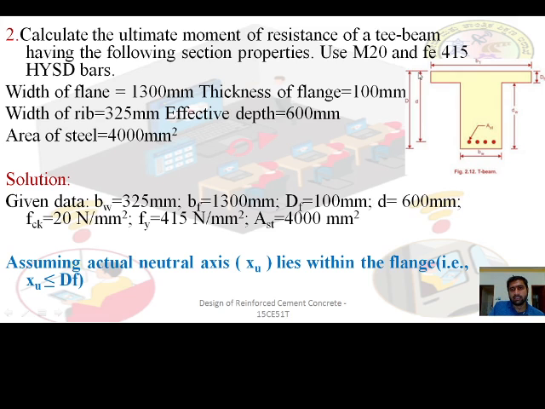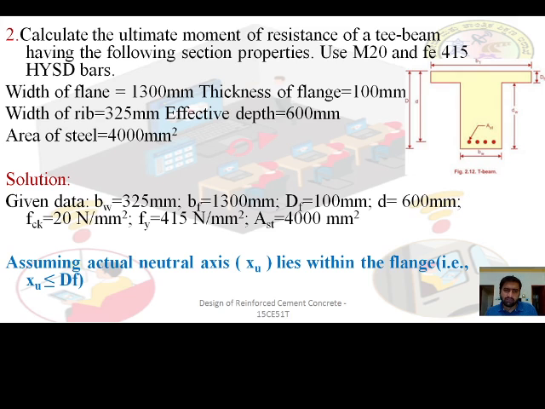Next, width of the rib, that is BW, is 325 mm. Width of the rib is this one. Then effective depth, this is the small d. Small d is 600 millimeter. Cover is not given. Area of the steel, that is the tension steel, AST is 4000 millimeter square. So we have to solve the problem.